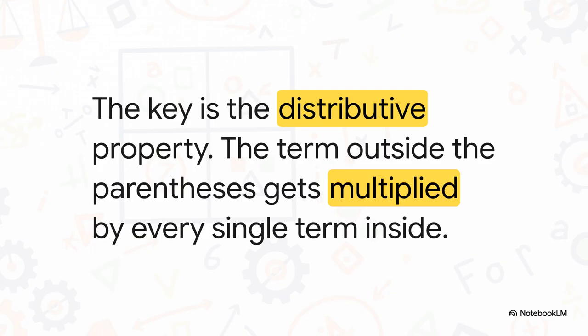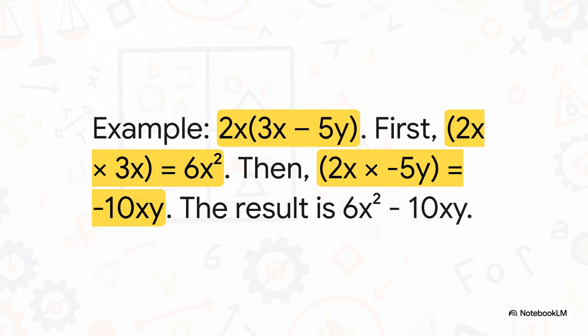Think of the term on the outside as a delivery person. It has to go and visit every single term inside the parentheses. It multiplies itself by each one. Let's watch it in action. We've got 2x on the outside, and on the inside we have 3x minus 5y. So first, the 2x goes and multiplies the 3x. Using our two-step rule, that gives us 6x squared.